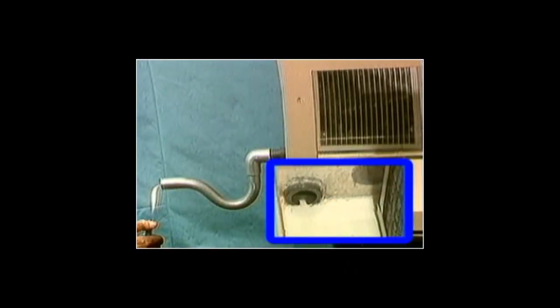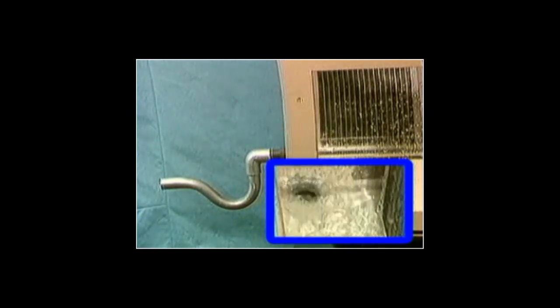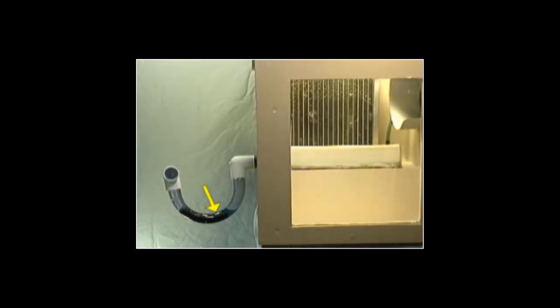Here, the effect of operating a system with an empty trap is illustrated. During startup for summer cooling, the empty trap acts like a missing trap, causing similar damage and contamination to the system and building. Debris and algae growth frequently block traps as shown here and cause drain pan overflow. This is one of the most common causes of building property damage and contamination.